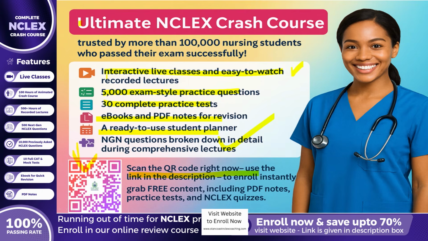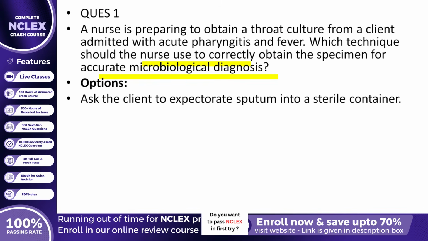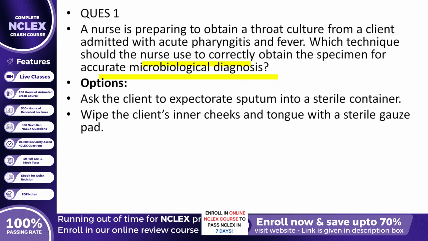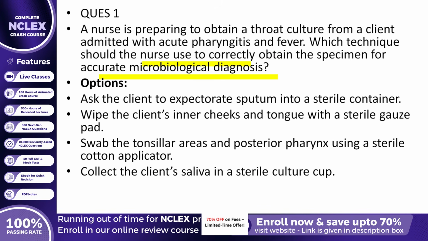Moving ahead with the first clinical scenario, imagine a nurse preparing to obtain a throat culture from a client admitted with acute pharyngitis and fever. The nurse must ensure correct specimen collection for accurate microbiological diagnosis. Here are the options to consider. The first option suggests asking the client to expectorate sputum into a sterile container. The second advises wiping the client's inner cheeks and tongue with a sterile gauze pad. The third recommends swabbing the tonsillar areas and posterior pharynx using a sterile cotton applicator. And the fourth involves collecting the client's saliva in a sterile culture cup.